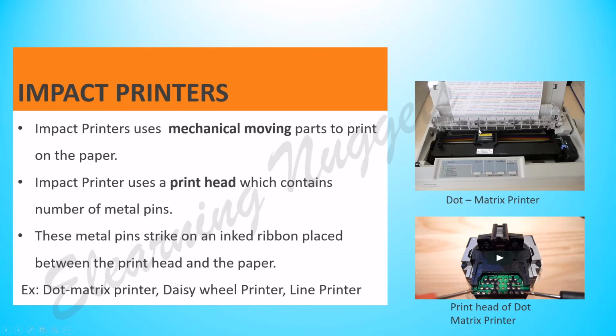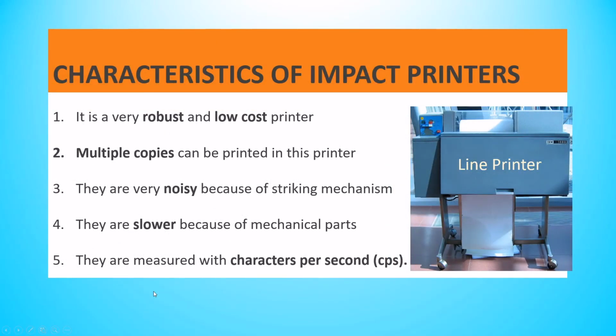So this metal head is placed as a contact on an inked ribbon and the paper. This printer head has metal pins in it which strikes on the ink ribbon and it forms dots on the paper, and it is able to form the characters on the paper. These metal pins strike on an ink ribbon placed between the print head and the paper. Examples of impact printers are dot matrix printer, daisy wheel printer and line printer.